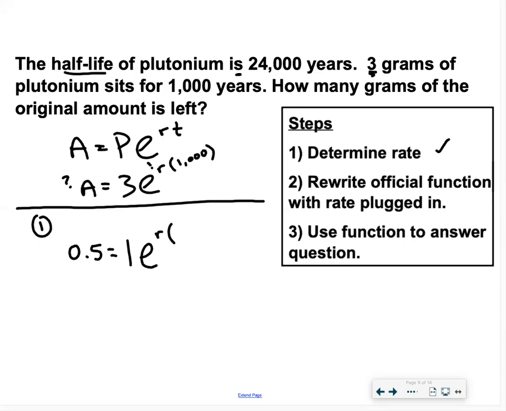Now, in order to use this, half-life with plutonium is 24,000 years. So I would write 24,000 as my time. And you're just solving for R at this point, because once we have R, then we can plug it back in and find our A. So if I divide out my 1, I get 0.5 equals E to the R times 24,000. And then just like with differential equations, if I want to solve for my Y, in this case, I'm solving for my R, I want to get rid of this E, right? So I need to take the natural log of both sides.